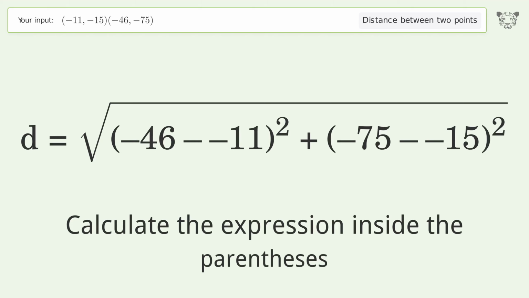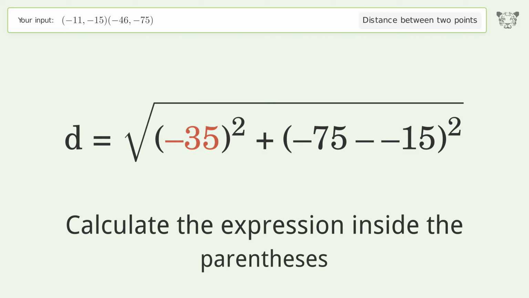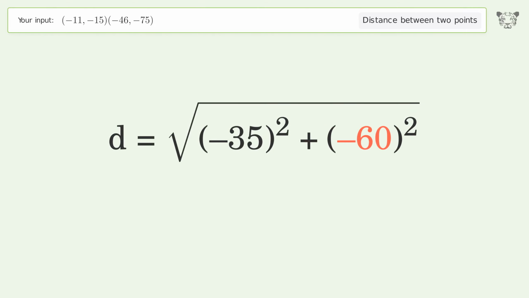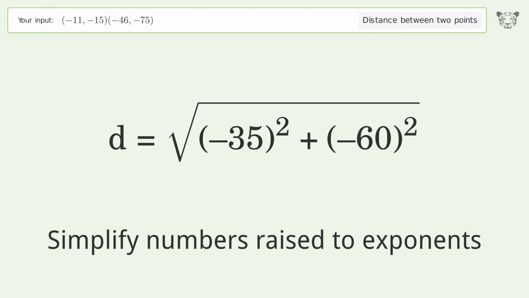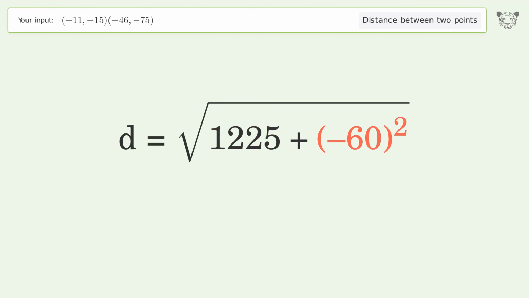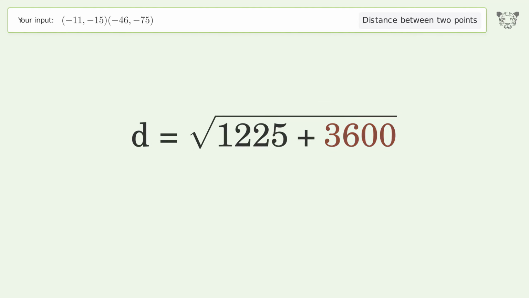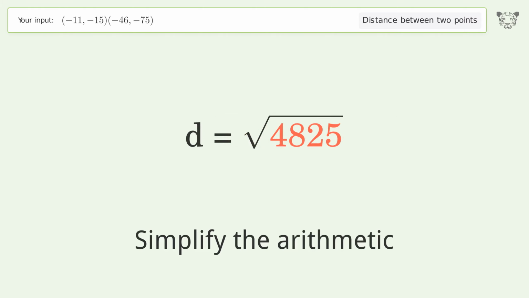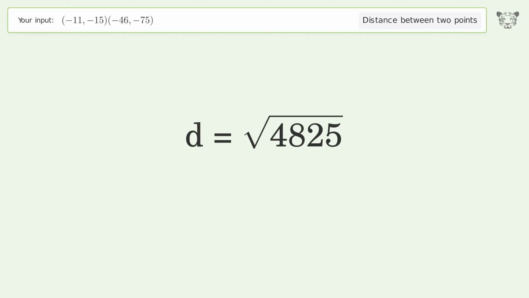Calculate the expression inside the parentheses. Simplify numbers raised to exponents. Simplify the arithmetic. And so the distance between the 2 points is the square root of 4,825 or 69.462.